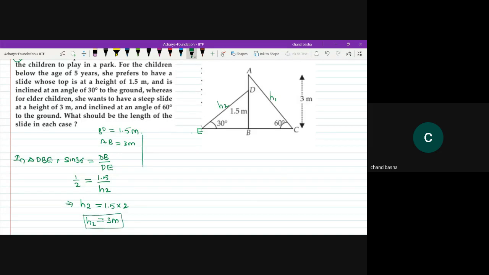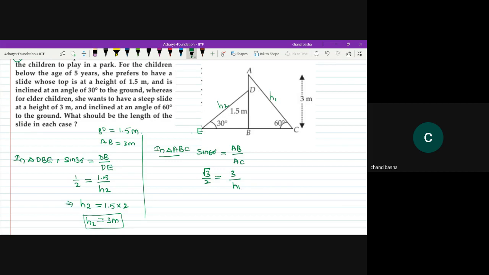And the next point, what is asked? I am going to take another triangle, triangle ABC. Same, because the hypotenuse is asked and the opposite side is given to you. Sine 60 degrees is equal to opposite AB upon hypotenuse AC. Clearly, root 3 divided by 2 is equal to AB value, how much? 3 meters, clearly he has given. And AC value, that is H1.